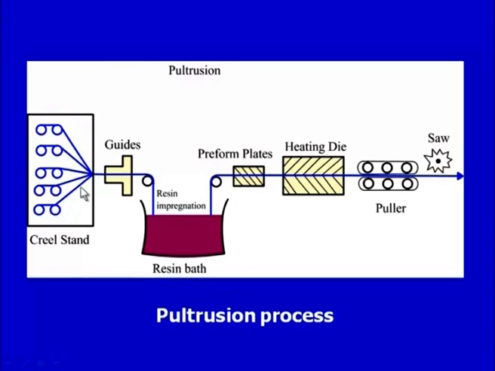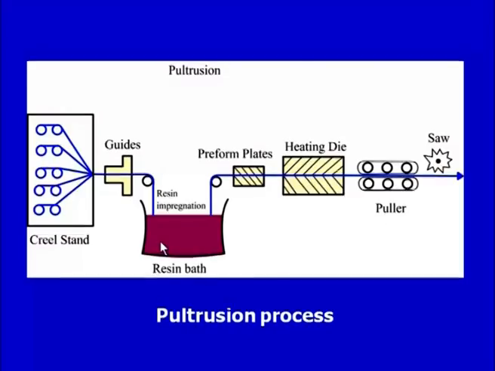The fibers are coming from the fiber creels. The guides are there to give a direction to the fibers. The fibers finally will get resin impregnated here. So, this is a resin bath. In the resin bath we will have a polymer and we will have a catalyst which would be mixed together in the required proportion, and the role of this resin bath is to do the impregnation of the fibers which are passing through this resin bath.